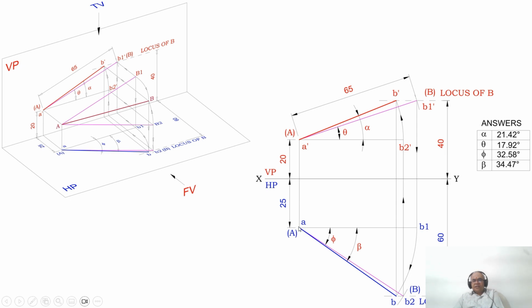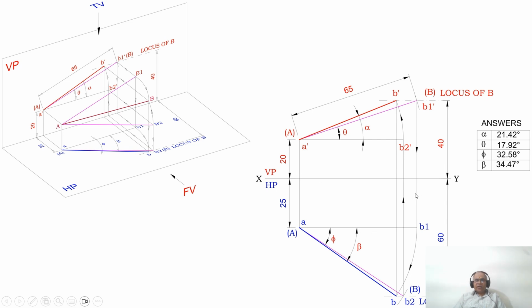Similarly, using the protractor with A as center, with reference to this horizontal line, you measure angle phi, which is the true inclination with respect to VP, which is 33 degrees. But when you are doing it on the computer, it will be 32.58. Then with A as center, with reference to the horizontal, you measure the angle beta, which is equal to 35 or 34 degrees. You have 34.47, that is the apparent inclination with respect to VP.